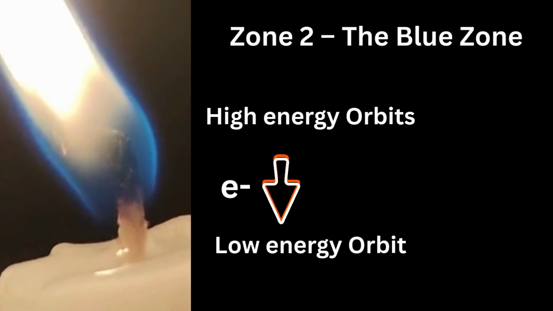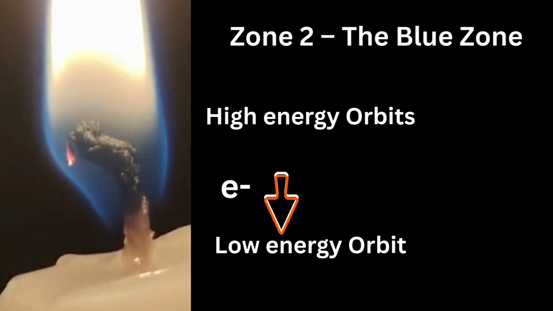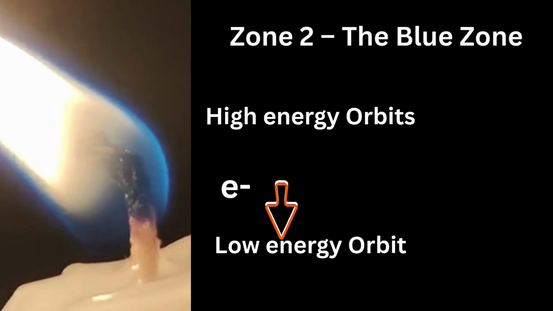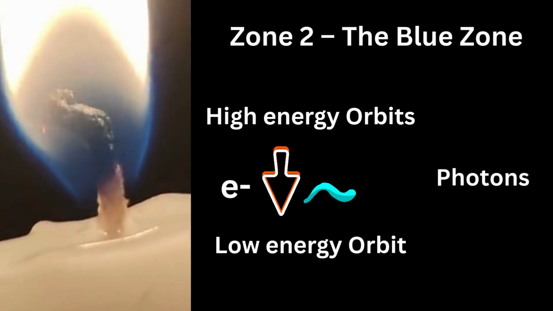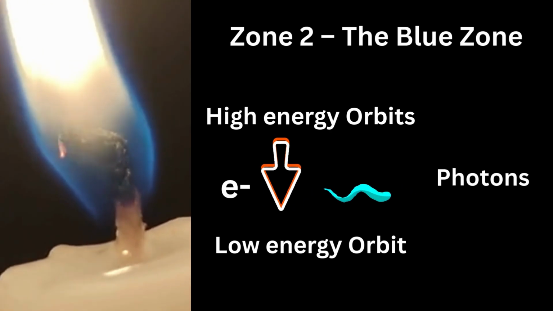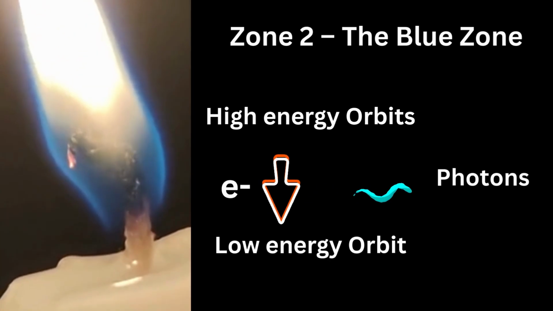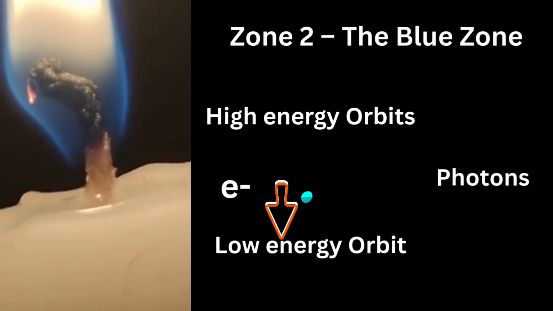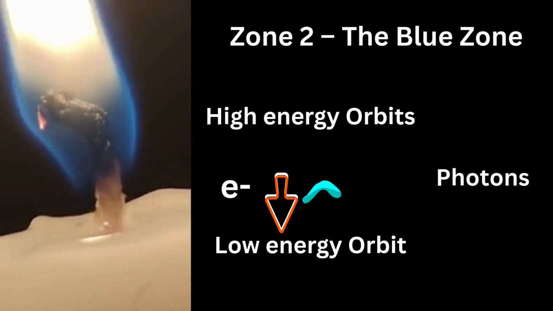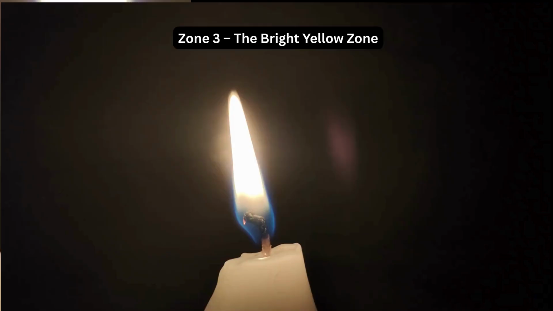Some energy excites atoms and molecules. When these excited molecules drop back to their normal state, they release tiny packets of energy called photons. That's the blue light you see. Most of this light comes from CH and C2 fragments glowing in the flame. This zone reaches around 800 degrees Celsius.